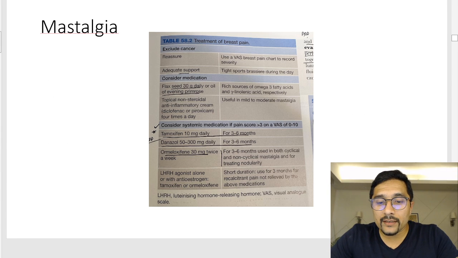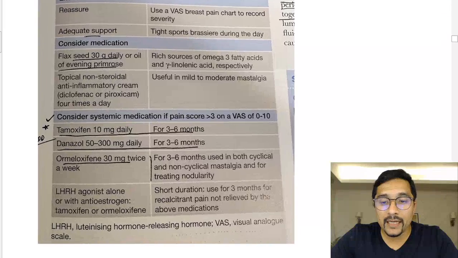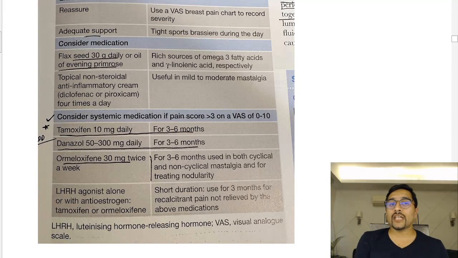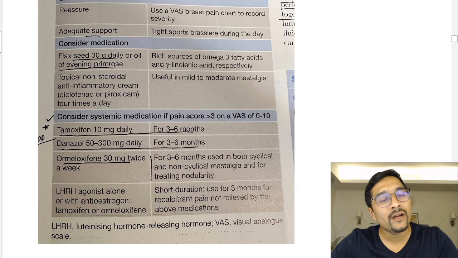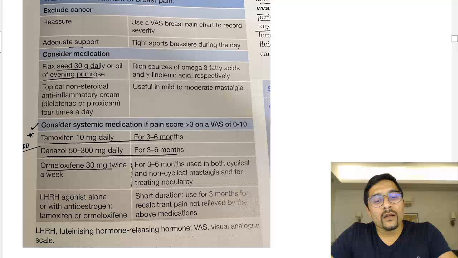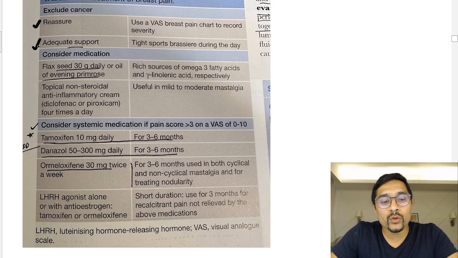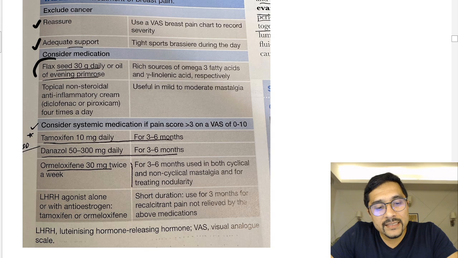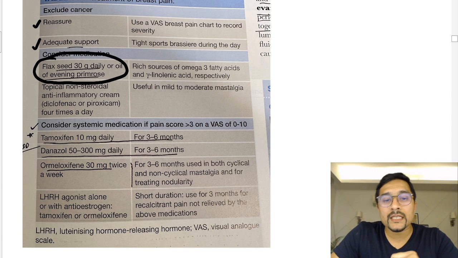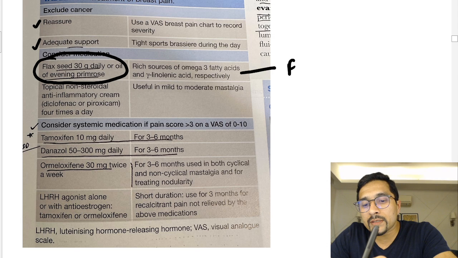Now, mastalgia, the update in the latest edition of Bailey. The latest edition of Bailey, the chapters on breasts have been written by AIIMS people. So a lot of questions can come in the INICET exam from this chapter. So for breast pain, exclude cancer, reassure the patient, ask the patient to wear a tight breast support or a sports bra. Flax seeds and oil of evening primrose, these are rich sources of omega-3 and these are useful for fibrocystic disease.